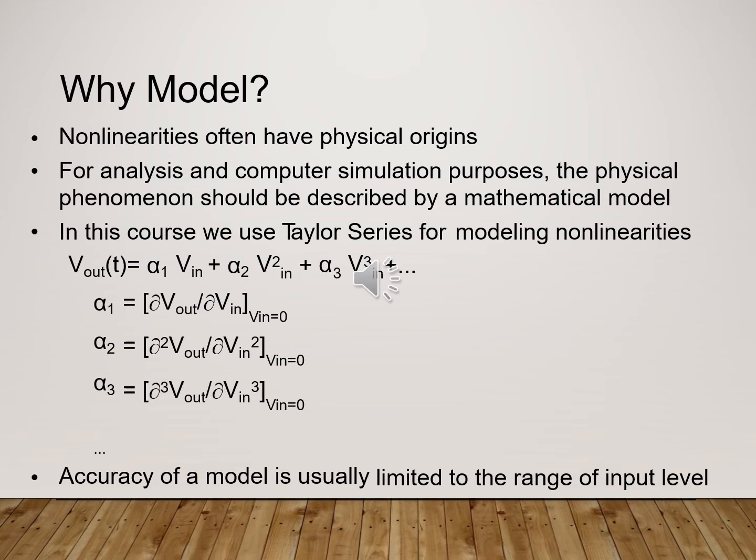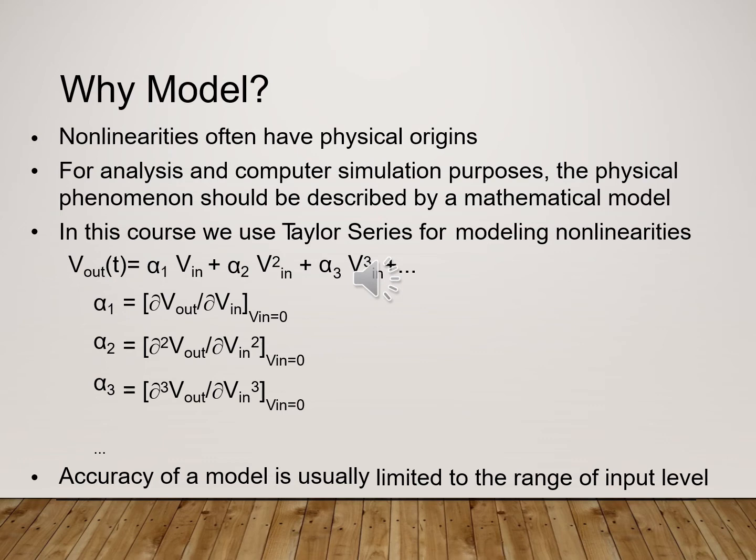For analysis and computer simulation purposes, the physical phenomena should be described by a mathematical model. We choose to model the nonlinear system in our references or in this class by using a Taylor series model. As you see in the slides, Taylor series is very easy. V output is equal to alpha 1 Vin plus alpha 2 Vin squared plus alpha 3 Vin cubed and so on.